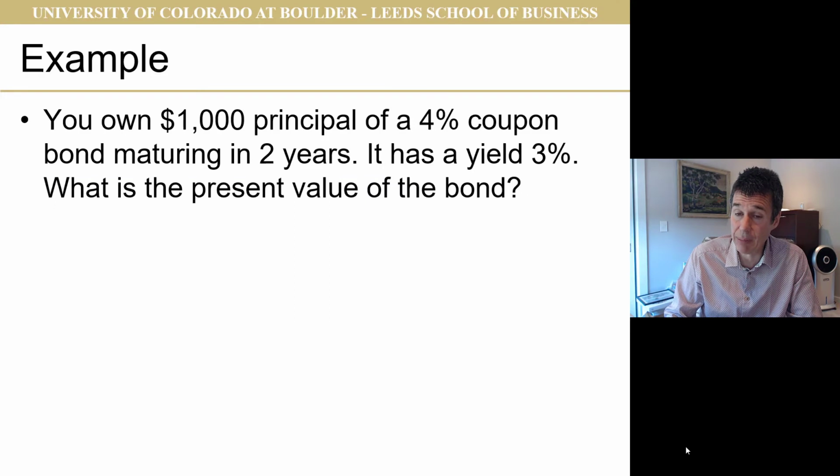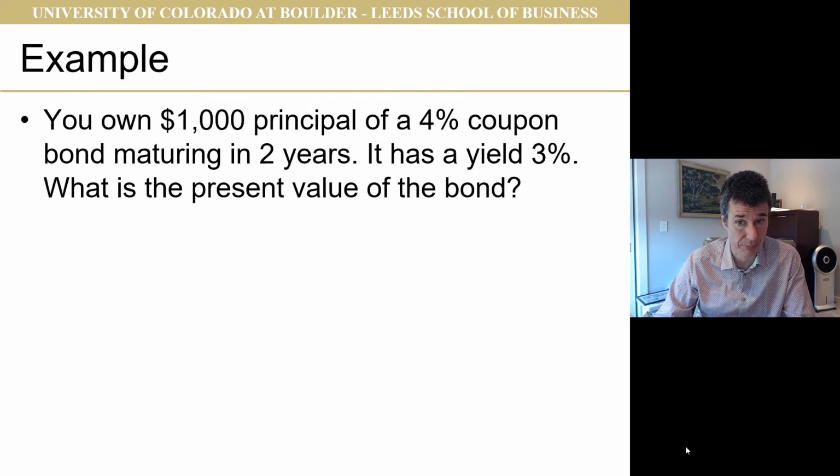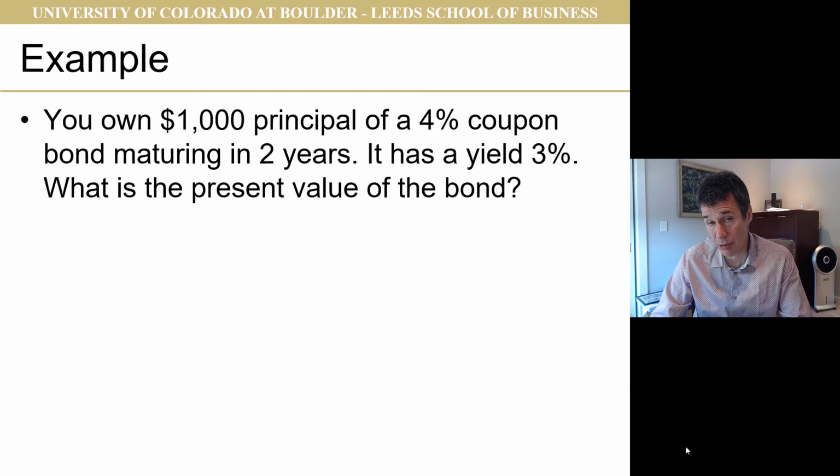Okay, so we do the same thing, except we're going to have a different yield. $1,000 principal of a 4% coupon bond maturing in 2 years. It has a yield of 3% this time. The yield's 3%, which is lower than the coupon rate. Therefore, we would expect this bond to be trading at a premium. Effectively, we earn too much from the coupons, 4%. We've got to lose something in the capital, effectively.